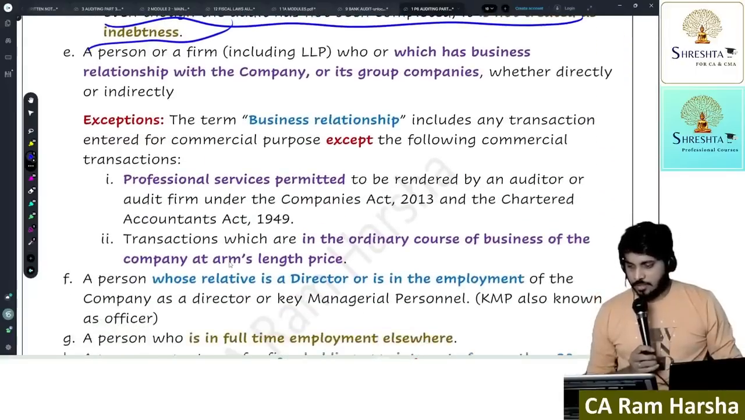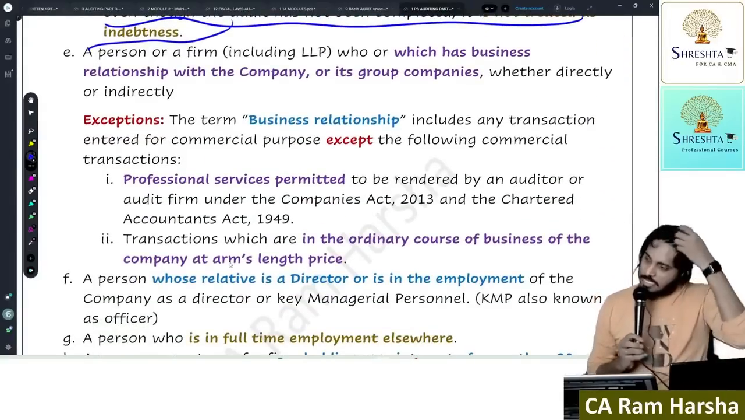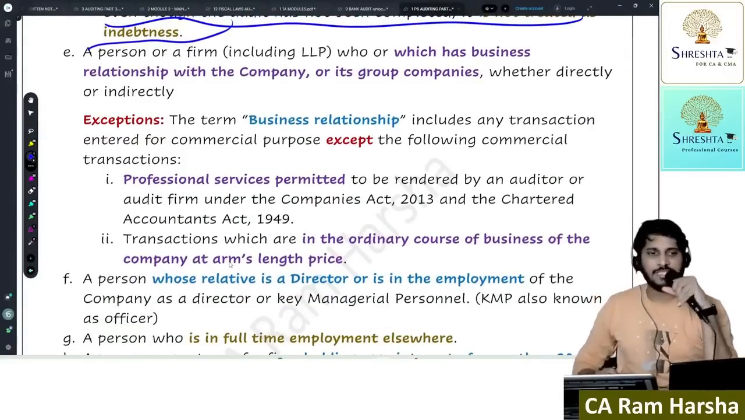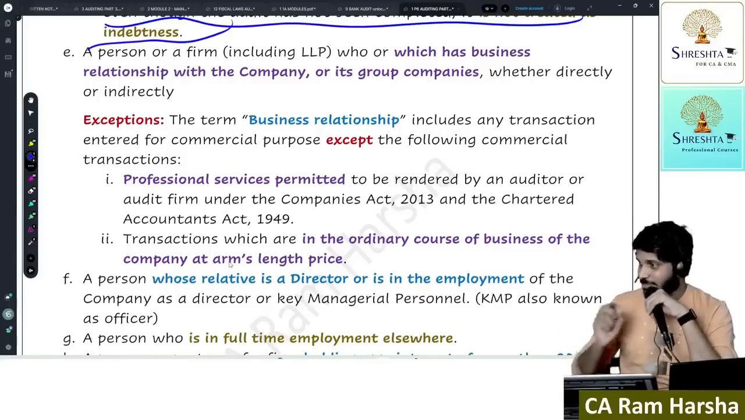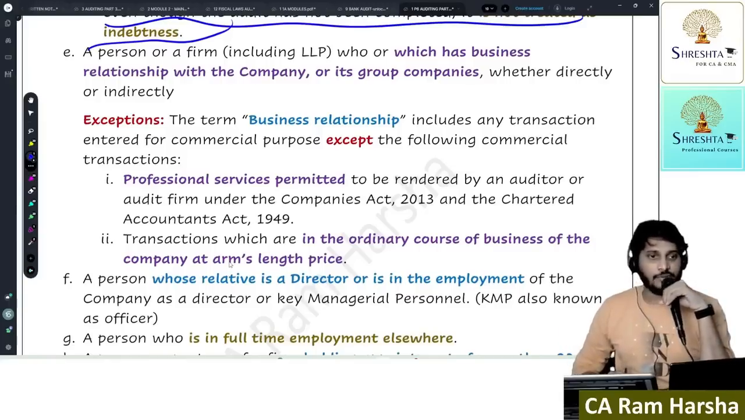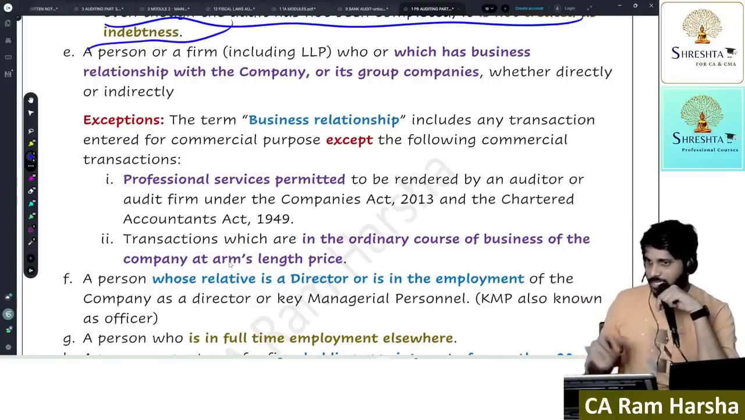Next is about the business relationship point. This is a little bit lengthy. We will take a break and then come back. Okay, all of you, just go and get back within 15 minutes. So we'll continue with this business relationship.